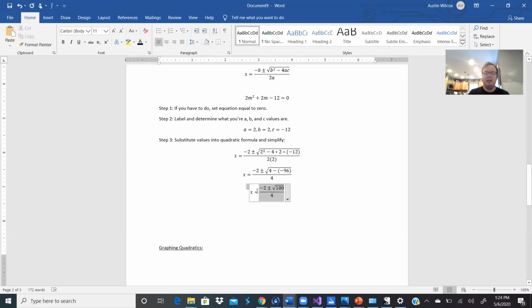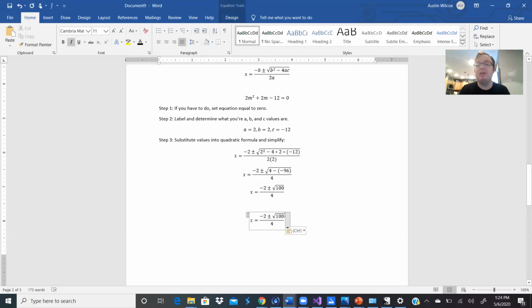And at this point, I know what the square root of 100 is. It might not be easy for every single question that we have, but this one it was. I already know the square root of 100 is 10. And so we have two solutions here.